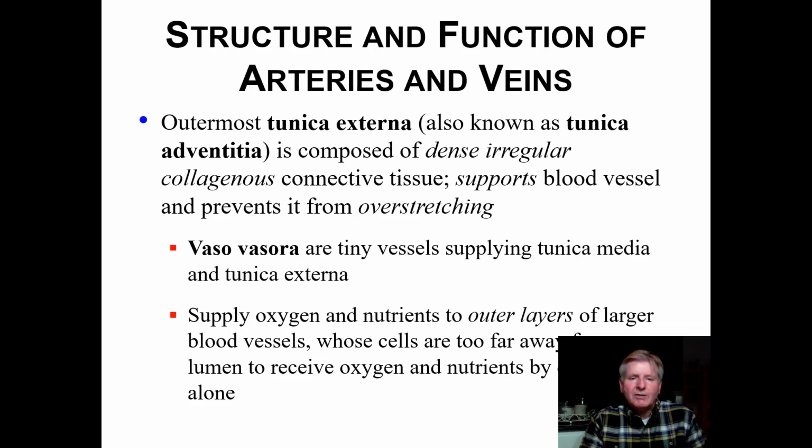And then the tunica externa, or tunica adventitia, is dense irregular connective tissue, and that helps support the blood vessel and prevents it from overstretching. Vasa vasorum are the tiny vessels supplying the media and the externa. They supply the oxygen and nutrients to the outer layers of your larger blood vessels, because those cells are too far away to receive adequate oxygen and nutrients from the blood flowing through the lumen.